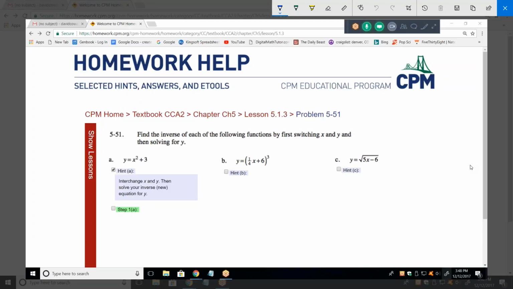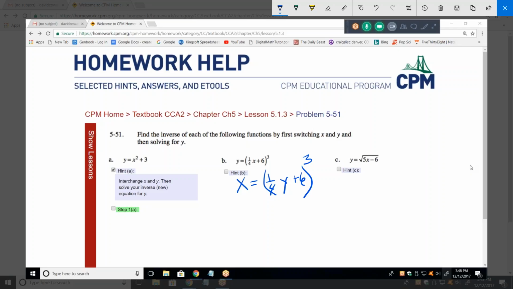So switch the x and y and get x equals 1/4 y plus 6, all cubed, in parentheses. Okay, now solve for y. So you've got to get rid of the subtract, you've got to get rid of the cube, you've got to get rid of the 6, and you've got to get rid of the 1/4. Which order? Do you get rid of the 1/4 first?